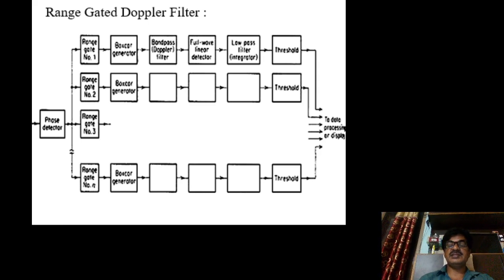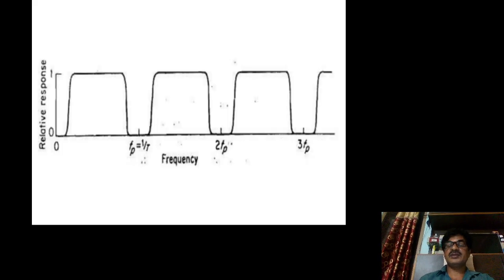With the help of this technique, the response is like this. At the zero response, there is a wide notch, so that the entire clutter will be avoided. Compared to previous filters, very good signal to clutter ratio will be achieved. Okay, so this is the response curve with reference to the range gated Doppler filter. Have you observed this?